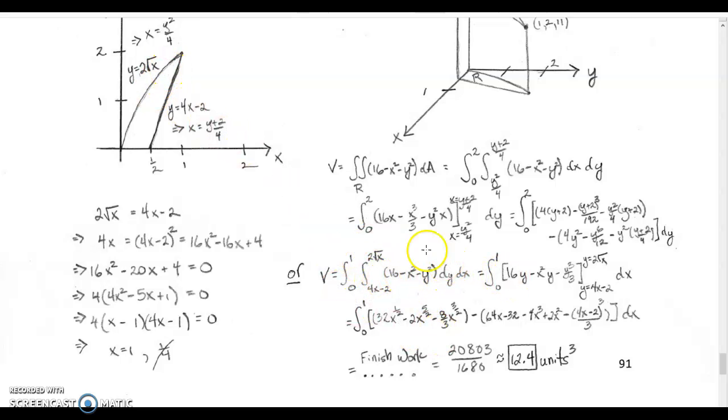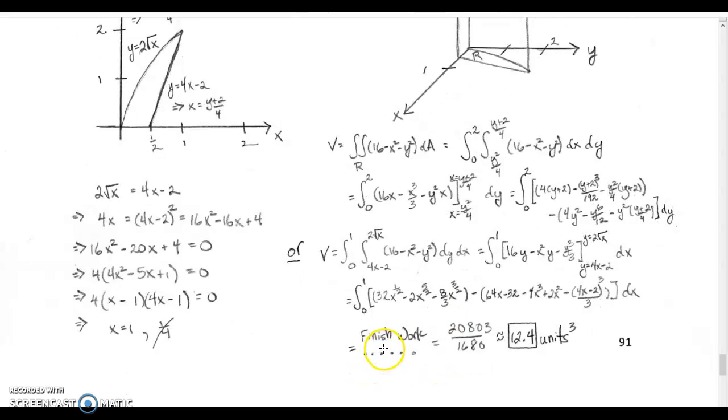Again, now I integrate the inside function with respect to y, treating x as a constant. Use the fundamental theorem, substitute it in, and I didn't have a lot more room on this page and I don't want to drag this out for you. These are very simple things to integrate and substitute. The answer is not so simple. It takes a few more lines of work, but I decided not to include it in the notes. So it's approximately 12.4 cubic units, but the exact answer is 20,803 divided by 1680.